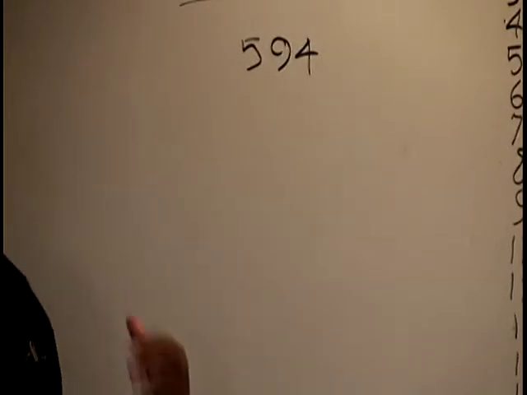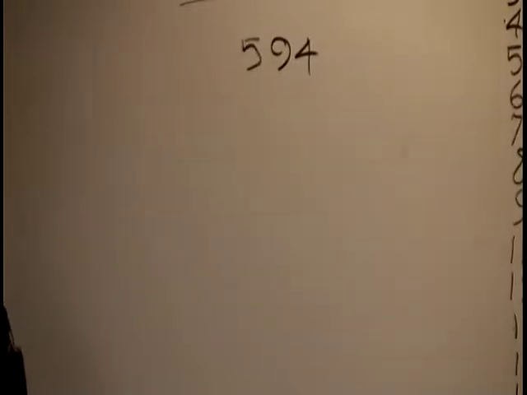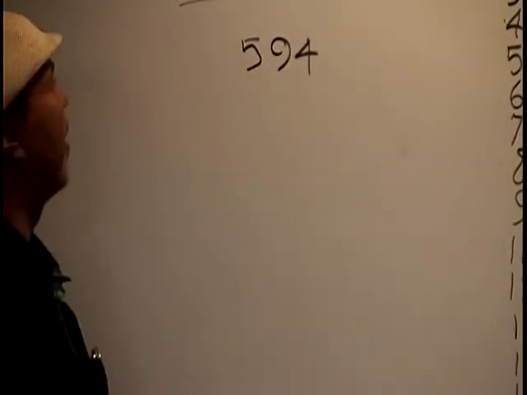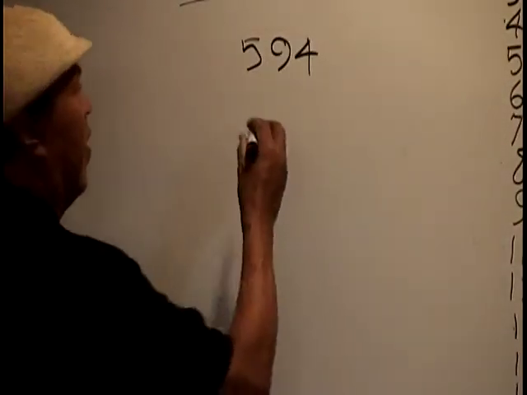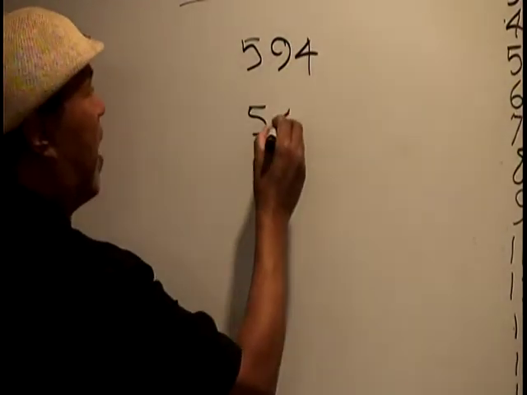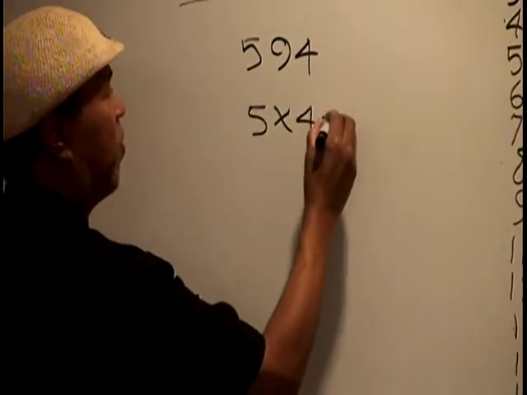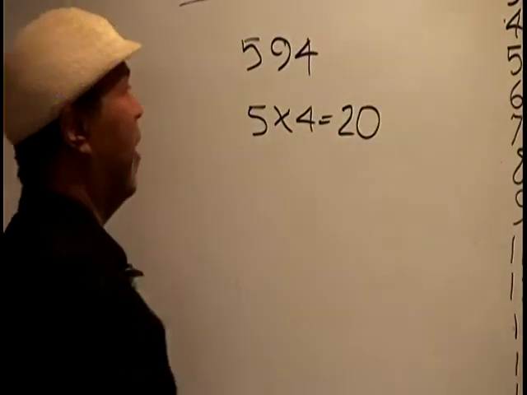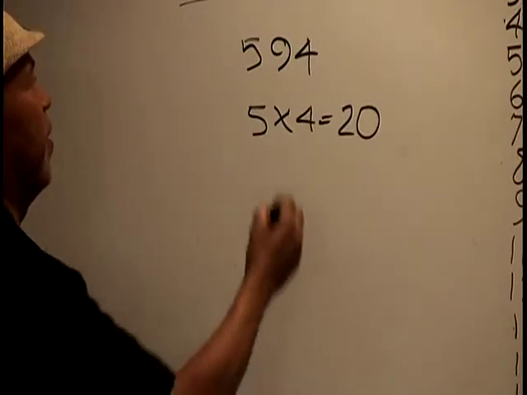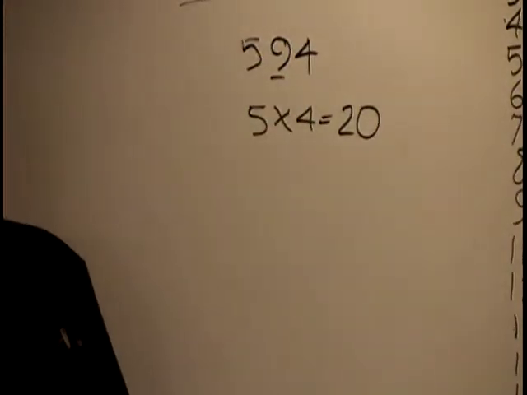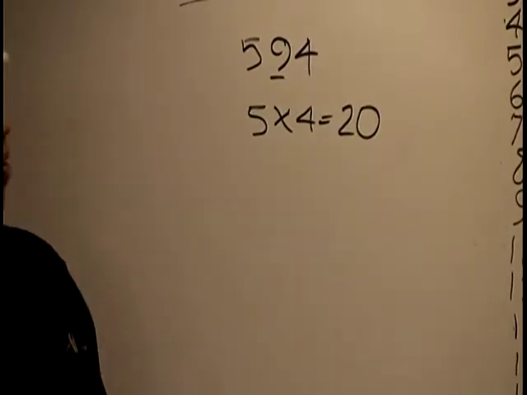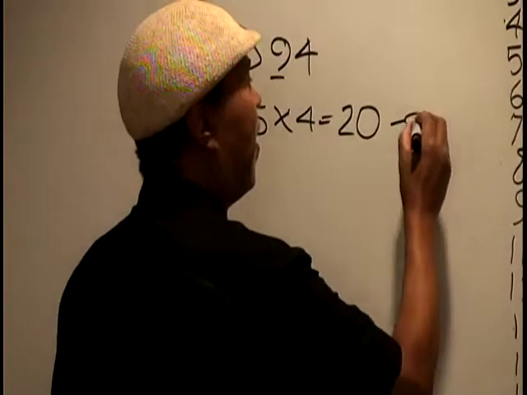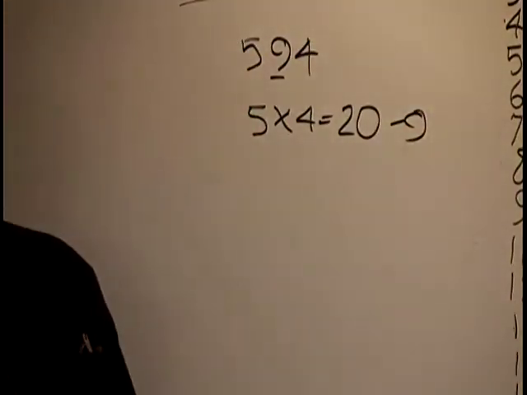And this is actually a good number because it deals with reciprocals. Okay. 5 times 4 equals what? 20. Okay. And we're still left with the 9. What do we do with the 9? Subtract, thank you. 20 minus 9 equals?